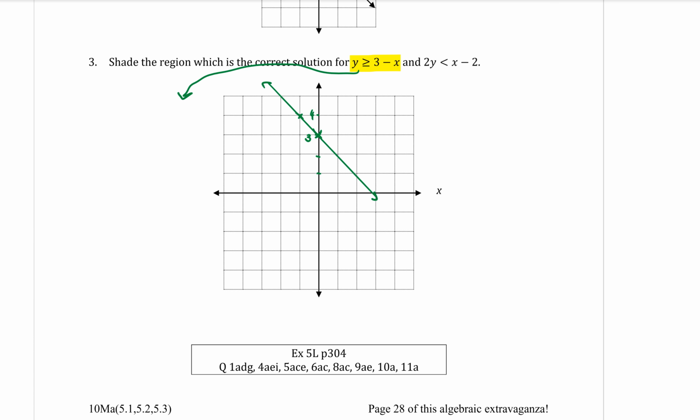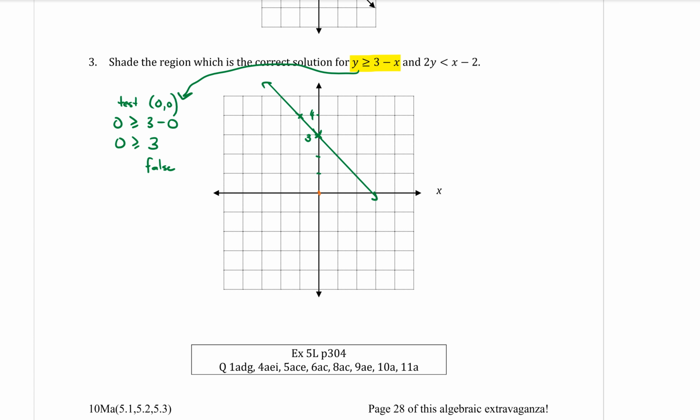So I'm going to test the point 0, 0 into that yellow equation. X is 0 and y is 0. So y is 0 is greater than or equal to 3 minus 0. So that's 0 is greater than 3. Is 0 greater than 3? No, it is not. It is false. Okay, that means the origin, which is down here, is the wrong side of that line because it was false. So I want to shade the top side of that line.